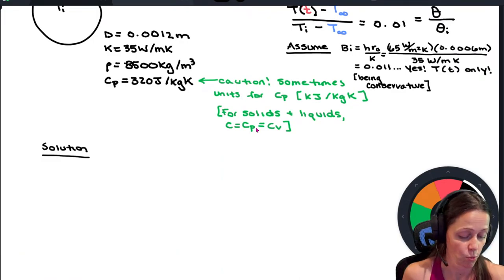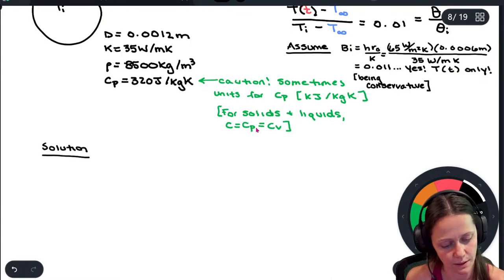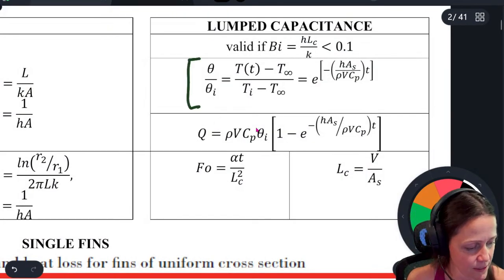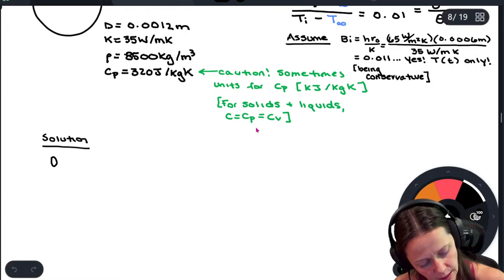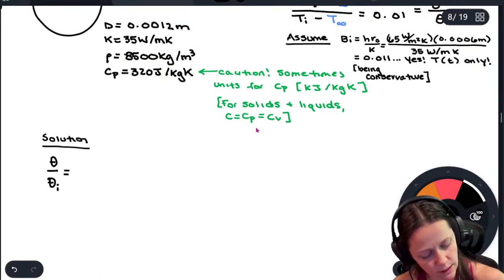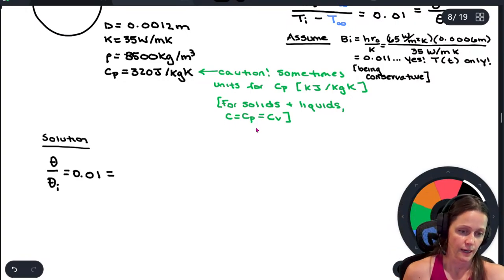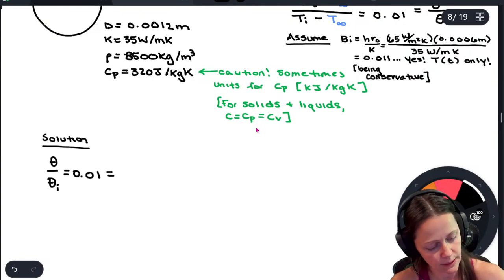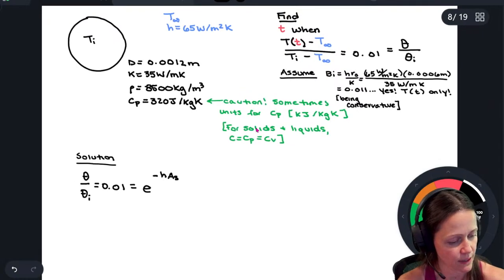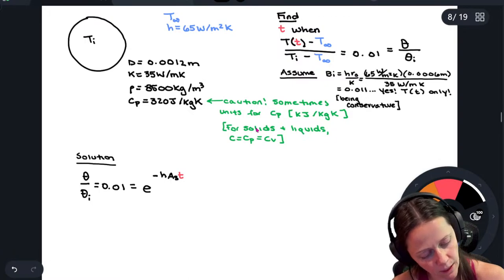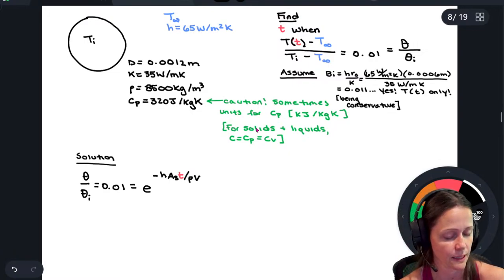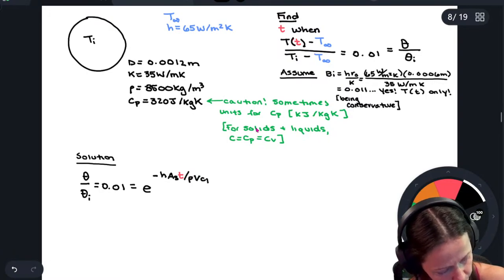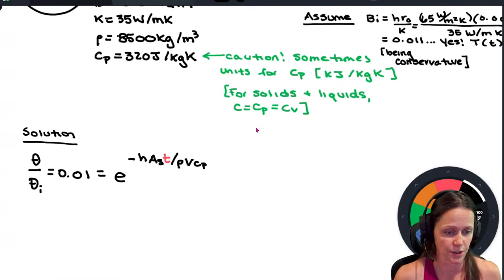All right, so I'm going to pull right off my equation sheet. I'll write it just like they've got there. So we have theta over theta initial, equal to 0.01, and it's equal to e to the negative h, and we've got the surface area, then the time, that's the time that we're looking for, over rho times the volume times CP. That's right, CP. I'm just pulling it straight off of my equation sheet.